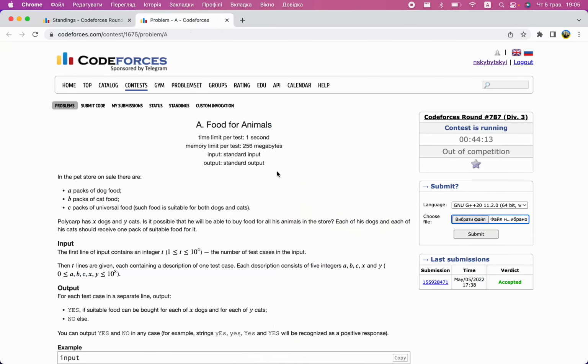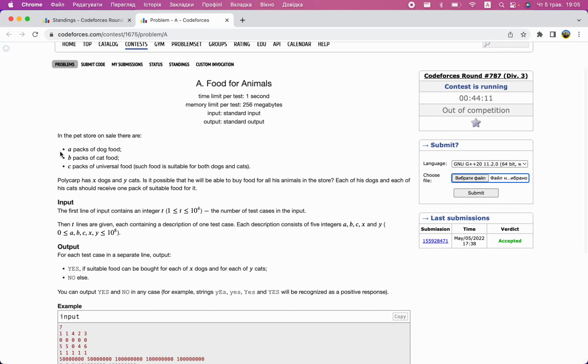Problem A, food for animals. We had A packs of dog food, B packs of cat food, and C packs of universal food, and we had to feed X dogs and Y cats. Obviously, one dog or cat consumes one pack of food.